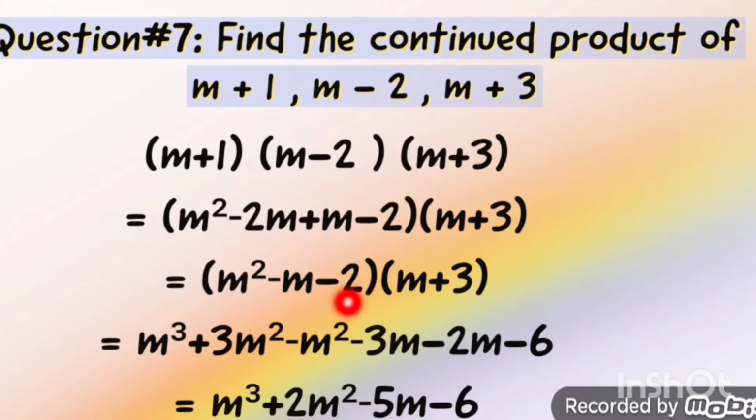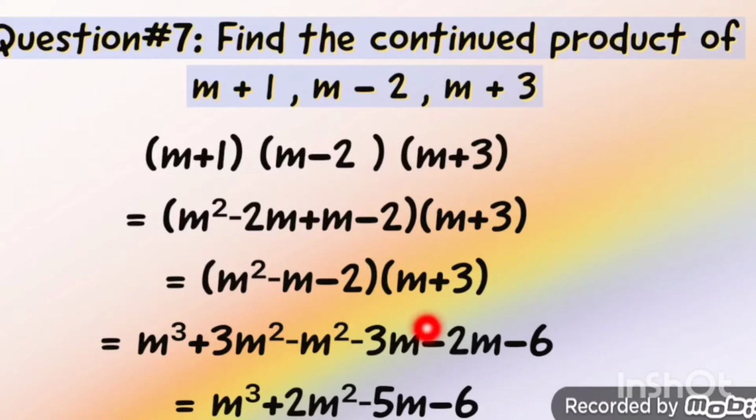Now we will multiply minus 2 with m and 3. Minus 2 multiplied by m will be minus 2m. Minus 2 multiplied by 3 will be minus 6. Now we will solve the like terms. Here plus 3m square and minus m square are the like terms. 3m square minus m square will be equal to 2m square.